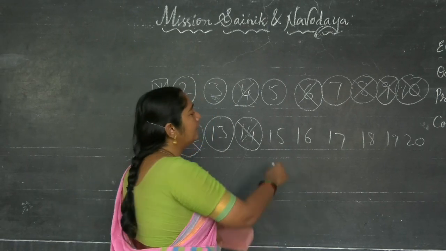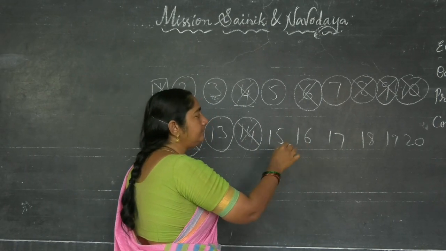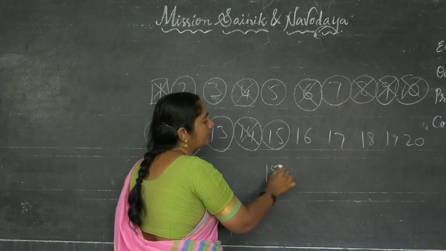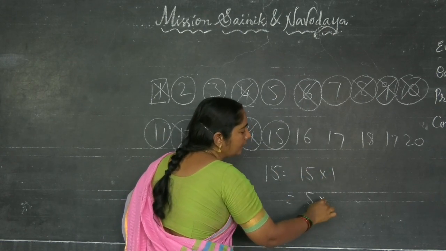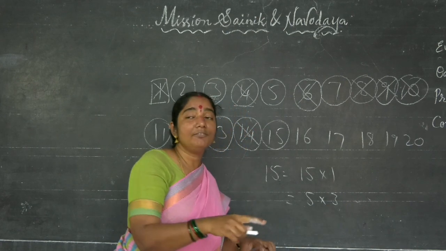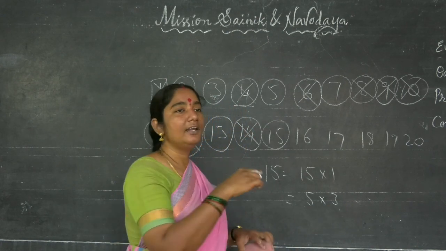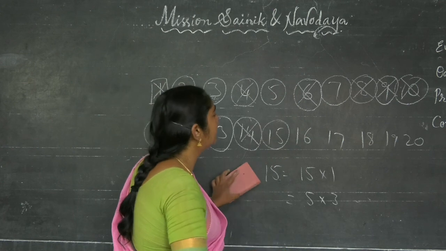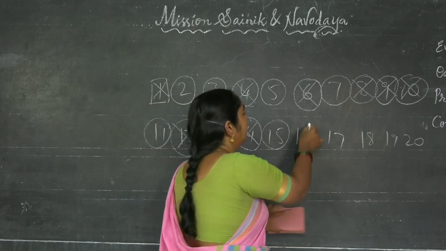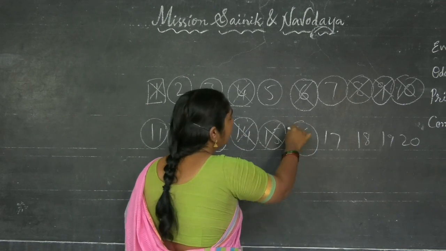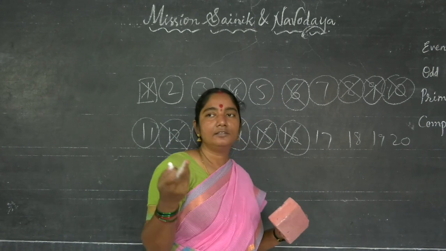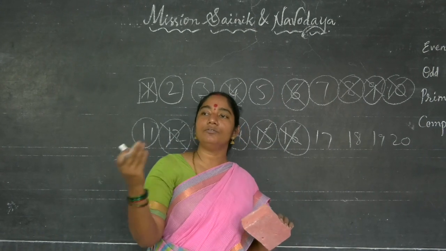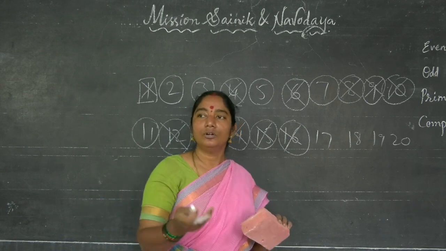15 also you can write as 15 into 1 or 5 into 3. So if more factors are there, it is a composite number, it is not a prime number. 16 is also a composite number because it is simple. 16 can be written as 16 into 1, 4 into 4, 8 into 2, all these things are there.